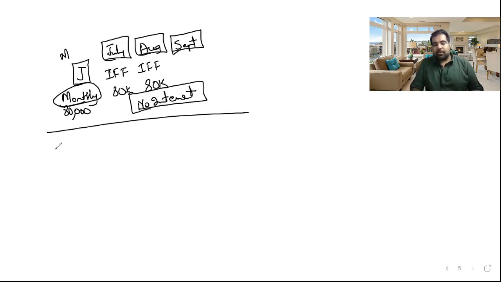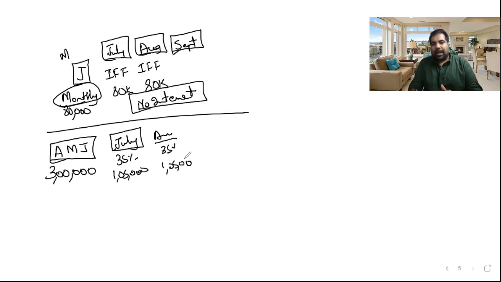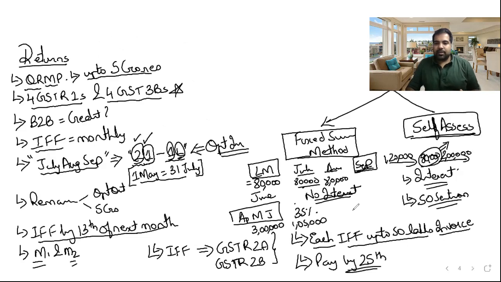But what if last quarter I paid quarterly, April, May, June together, and I have paid GST of 3 lakh rupees? Then how can I expect you to pay 3 lakh again in July? How can I compare 3 months with 1 month? So you pay 35% of this, that is 1,05,000. Again in August also you pay 35%, that is 1,05,000. And in September you do calculations. And if it's less paid, we will not charge you any interest. So in both these fixed sums, you will not be charged any interest. So in fixed sum, no interest, that's a good thing.